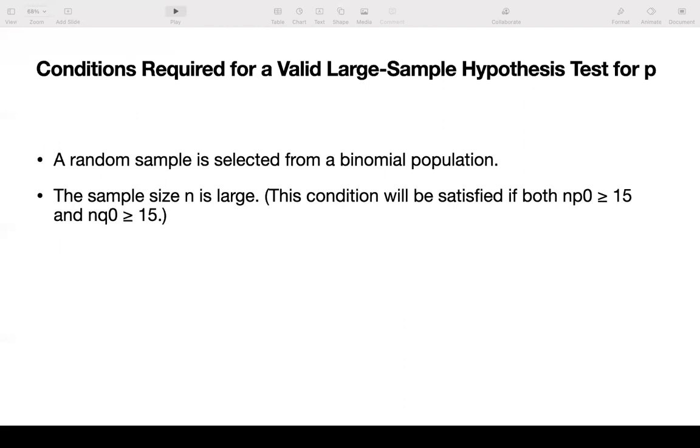So here are the conditions required for the valid large sample hypothesis test for P. You have to have a random sample that is selected from a binomial population, and the sample size n is large. But note here, it does not require n to be larger or equal to 30, but it requires that np0 is larger or equal to 15 and nq0 is larger or equal to 15.